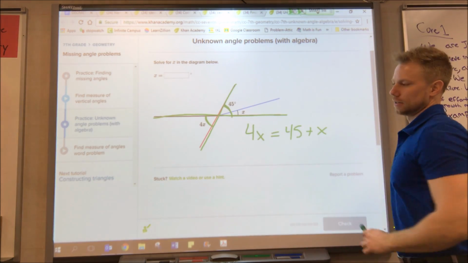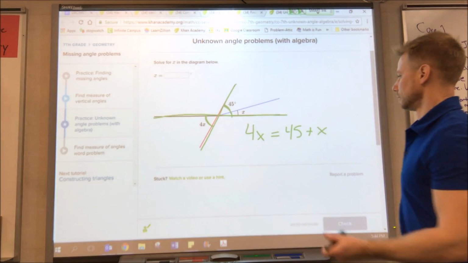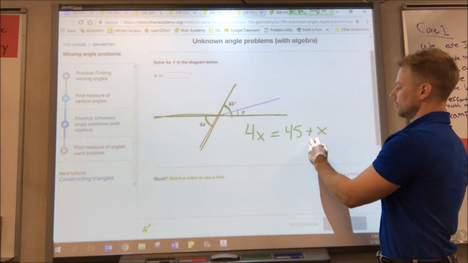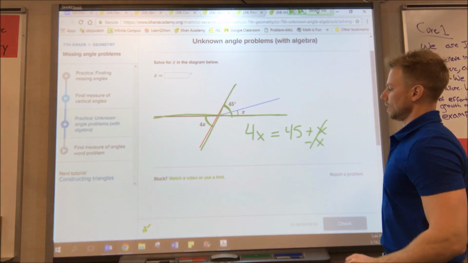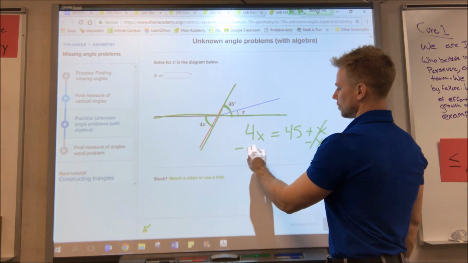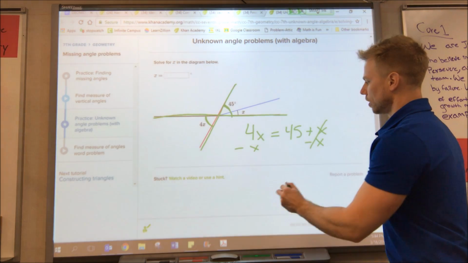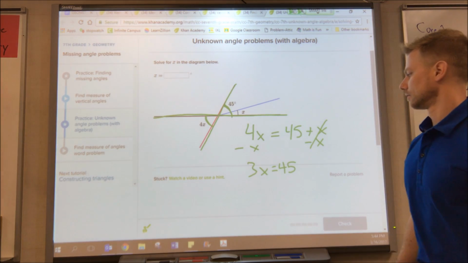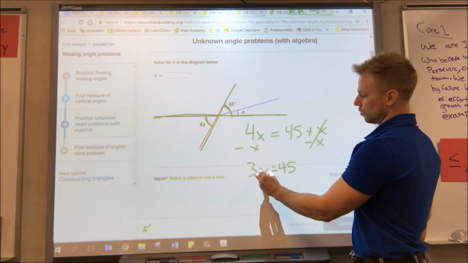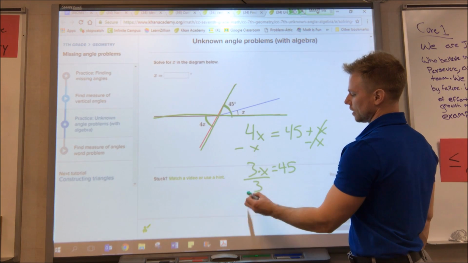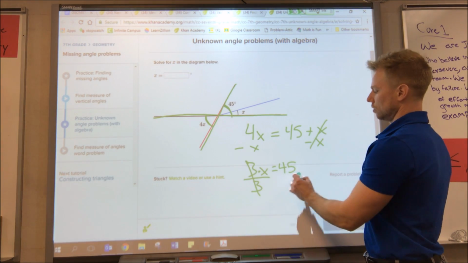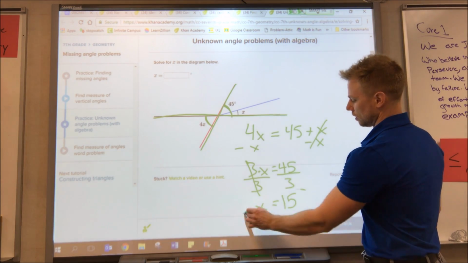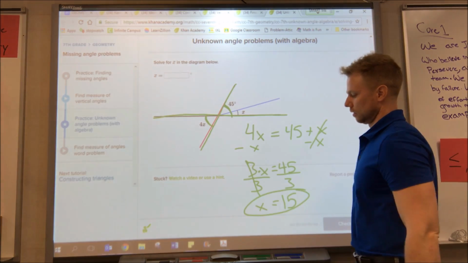Once we have the equation, then we can solve for x. So we want to get x by itself. We want to get rid of this x and move it to the other side. Opposite of adding is subtracting. That makes it go away. What you do to one side, you do to the other side. 4x minus 1x is 3x. 3x is 45. To get rid of that 3, we do the opposite of what we see. This is multiplication. Opposite of that is division. Divide by 3, what you do to one side, you do to the other side. 45 divided by 3 is 15. So x equals 15.